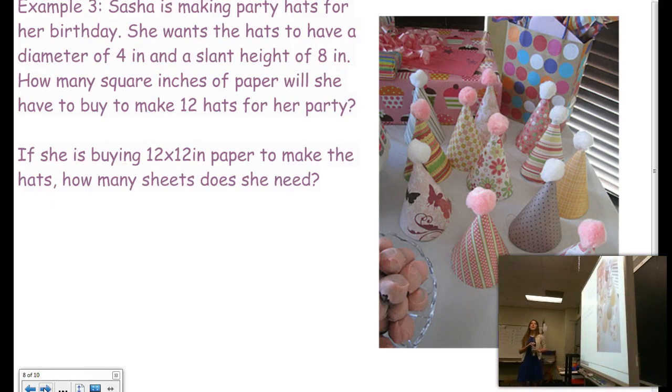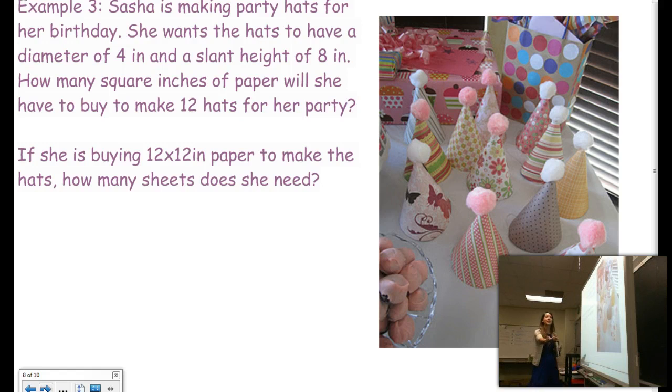Sasha is making party hats for her birthday. She wants the hats to have a diameter of 4 inches and a slant height of 8 inches, so they will fit everyone's head. How many square inches of paper will she need to make 12 hats? She apparently has 12 friends. They all need a party hat.